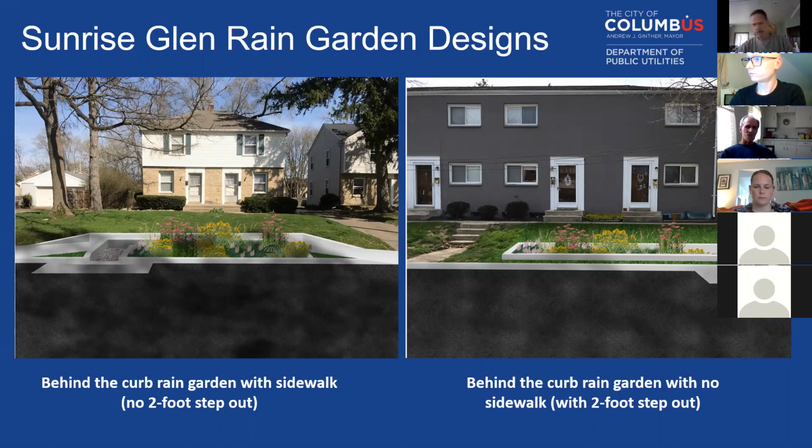So in Sunrise Glen, the predominant style of rain garden that we're installing is the planter box one that I had mentioned before, with the four-sided walls. The two main differences between them is that the one on the left does not include the 2-foot step out, so it prohibits parking immediately adjacent to it, since you don't want to open your door and step down into a rain garden. And there are significantly fewer of these than there are of the style on the right, which still preserves that 2-foot step out where you would be able to park next to it.